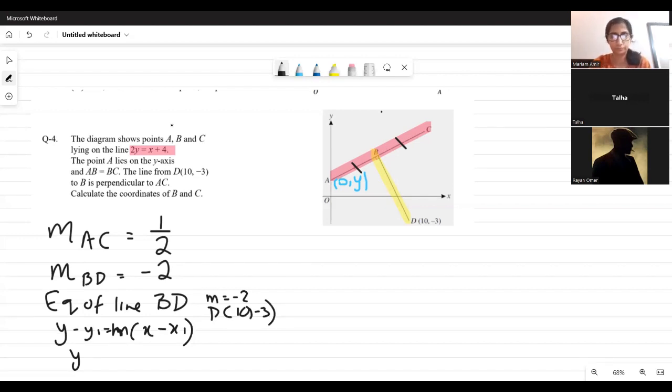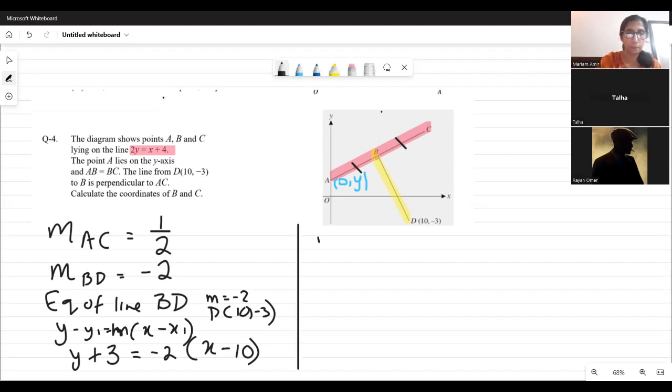Miss, the equation is y plus 3 equals -2 times bracket x minus 10. x minus 10. That's correct. Okay, now let's simplify this. y plus 3 equals minus 2x plus 20. And y equals minus 2x plus 17. That is the equation for BD.